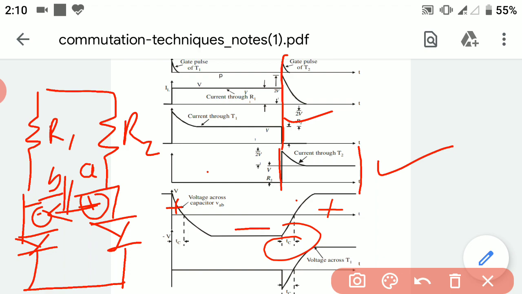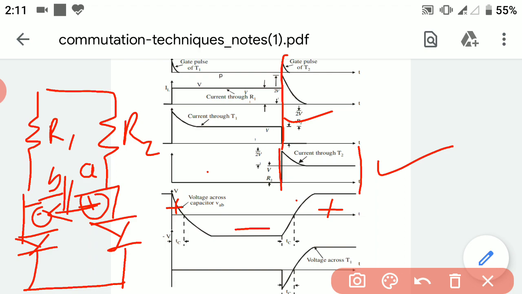Here we can observe various peaks. This is the peak current of T2. These are the small peaks in the current of T1. These peaks occur during the time phase in which the commutation process is going on. During that phase, the current through the thyristor rises up and heavy currents flow.